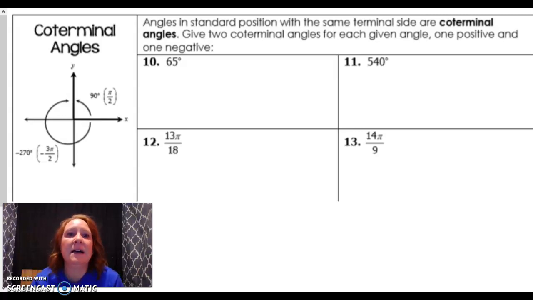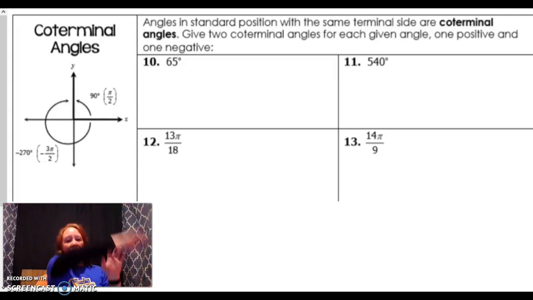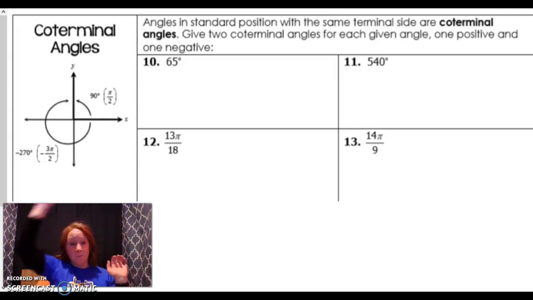Okay, so the next thing that we're going to do are called coterminal angles. Angles in a standard position with the same terminal side are coterminal angles. So really, if you're thinking about going around in a circle, you could just keep going around and around and around, right? So there's like a gajillion ways to get to each place.